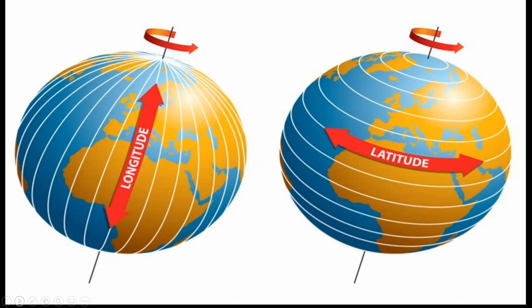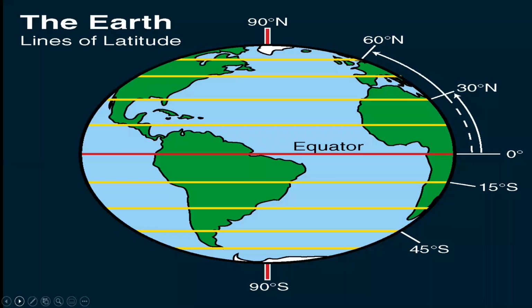So let us now learn about the lines of latitude in detail. The first feature of lines of latitude is that it runs horizontally. Horizontally means sleeping lines. So what is the first feature? That the lines of latitude runs horizontally.